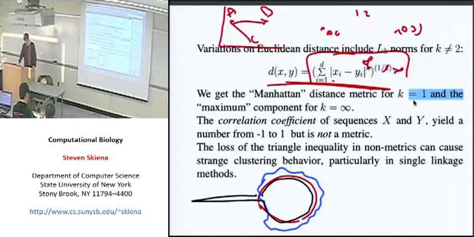Which of these is closer to the perfect circle to you, right? If you want the blue one to be closer to the red circle, which norm should you use? Which k should you use? Big k or little k? A little k, it's going to sum up the difference here, but not care very much where the difference is, right?